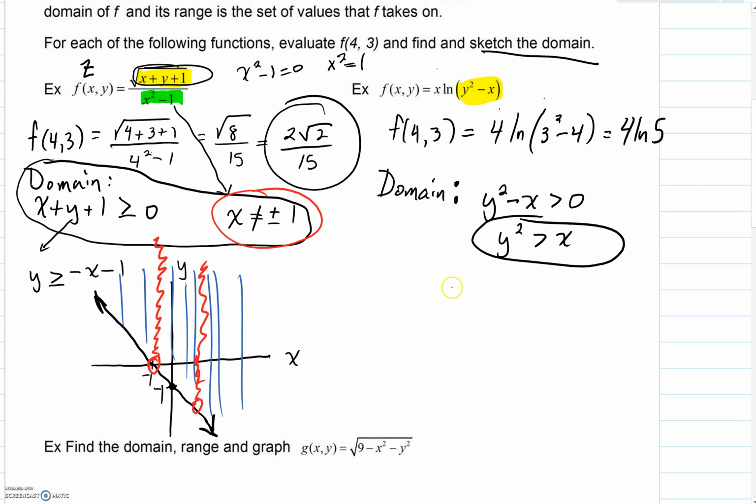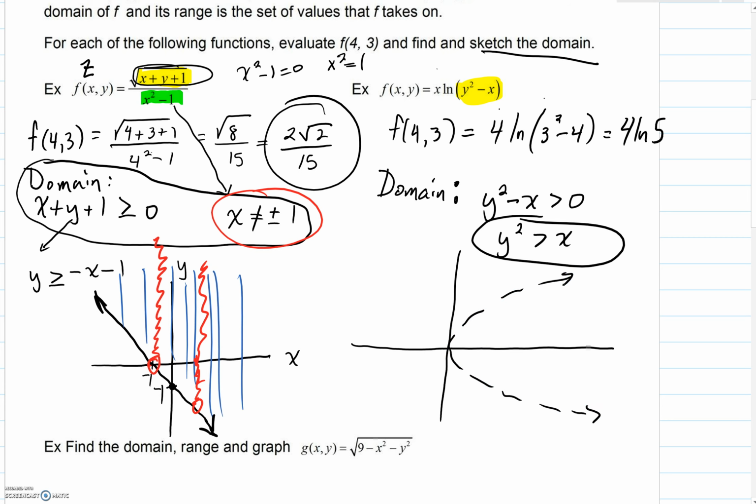That's your domain. Now, what would it look like? Well, you might remember that when x is to the first power and y is to the second, we still have a parabola, but this time our parabola opens sideways. And when y is positive, we are going to open towards the right. So you could very quickly begin to graph out a parabola.